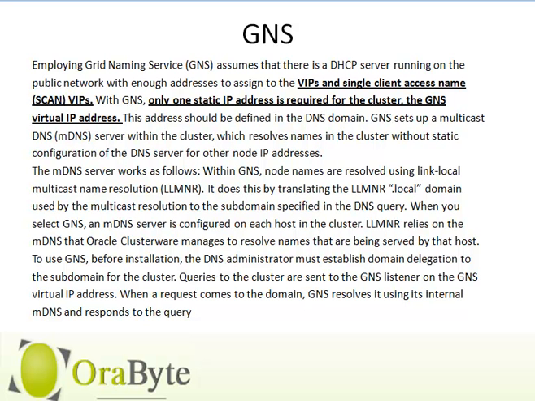Alright, so when the request comes to the domain, GNS is going to resolve it using its internal MDNS. And as I told you, each server will be running its MDNS. So if there is a 10 node cluster, each node is going to have its own MDNS copy or process running.